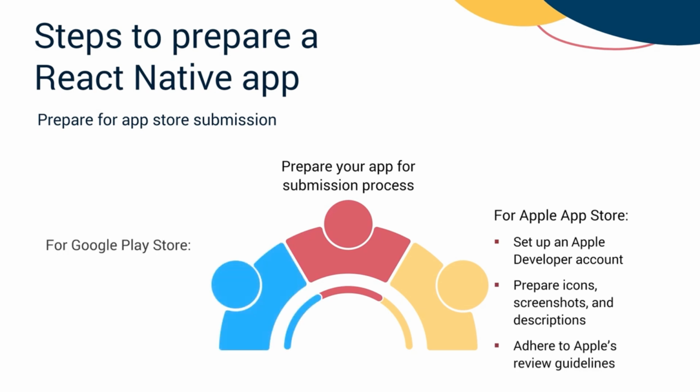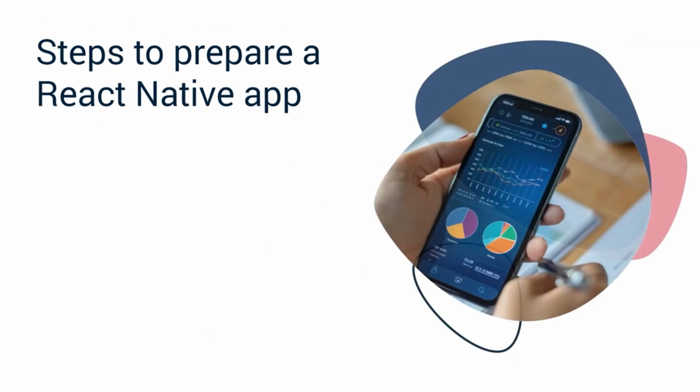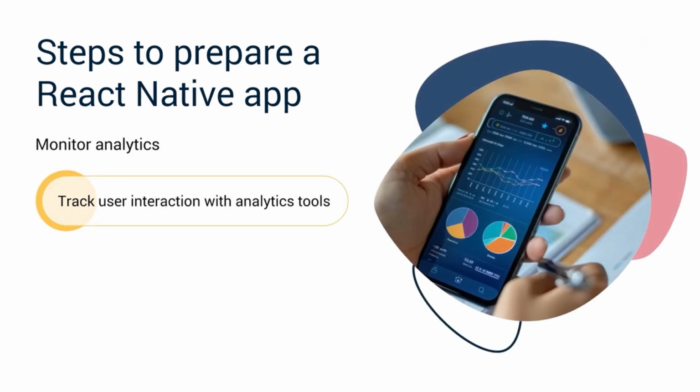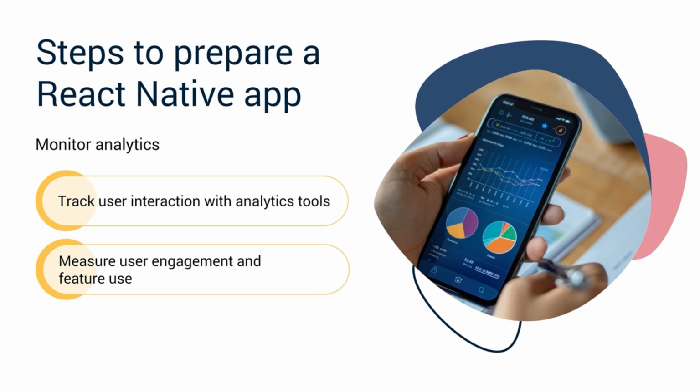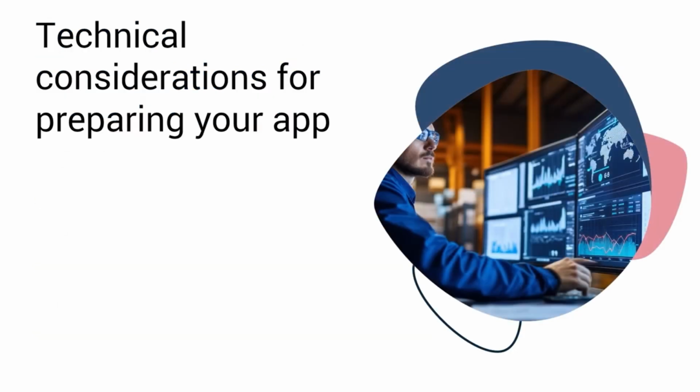For the Google Play Store, set up a Google Play developer account and prepare your listing with proper descriptions, keywords, and graphics. Finally, after publishing, it's important to track how users interact with your app. Integrate analytics tools like Google Analytics or Firebase Analytics to gather data on user behavior. Measure how often users open the app, which features they use most, and monitor for any crashes or bugs that users encounter post-launch. Let's explore the key technical considerations for preparing your React Native app for publishing.